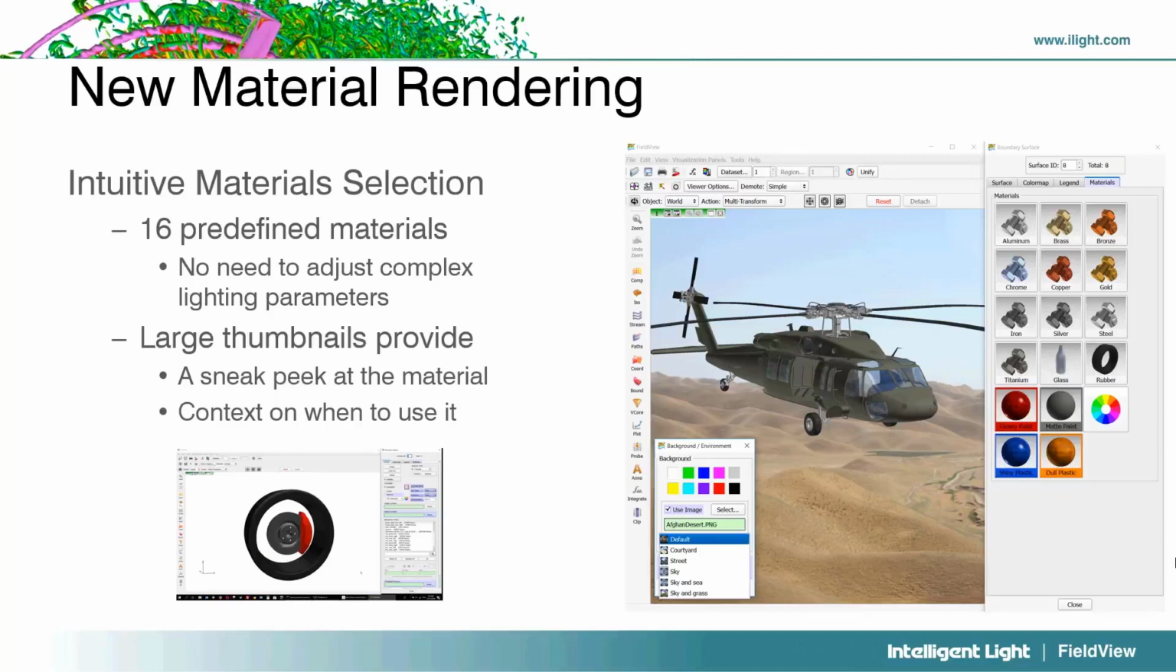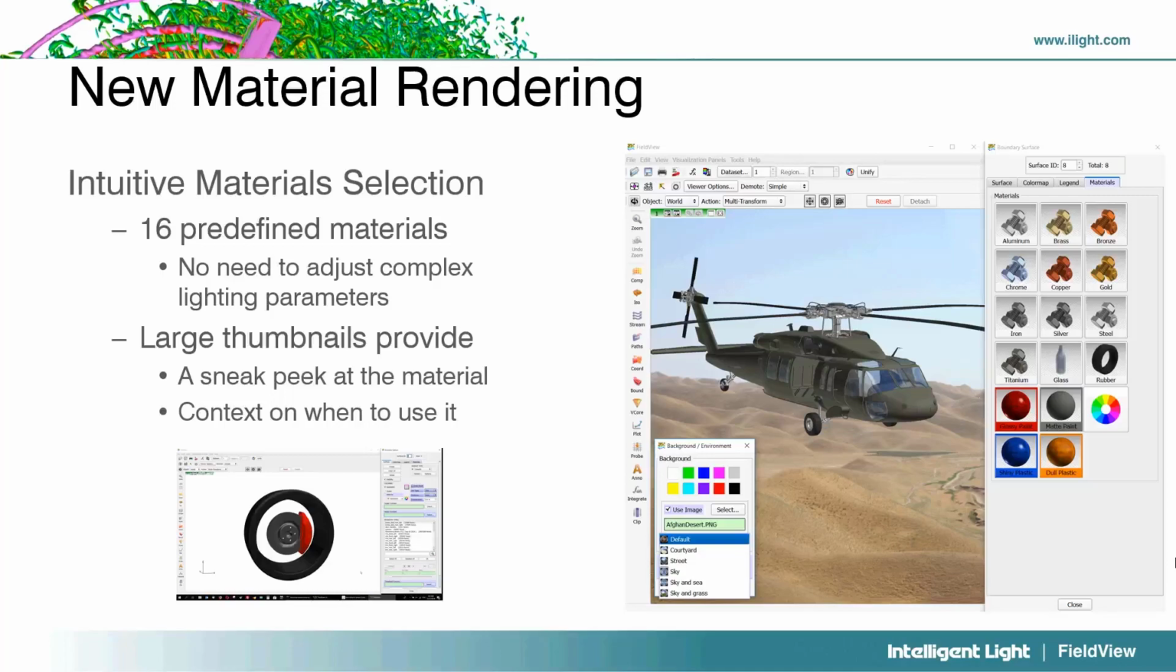So how did we do it? We've added a couple of capabilities that all together create this better rendering feature. The first one is that we've added 16 predefined materials. That's important because that means that you won't have to find the right settings, make complex adjustments. You just have to go ahead and pick one of the materials we've defined for you from one of the large thumbnails that you can see on the screen capture here. And they're great because they give you a sneak peek at the material and also an idea of the context when you will want to pick such a material.